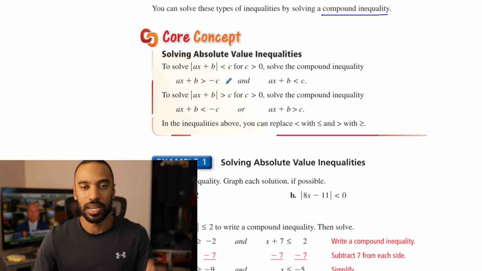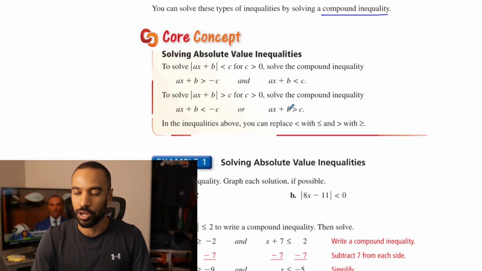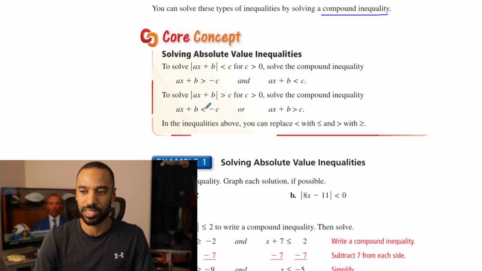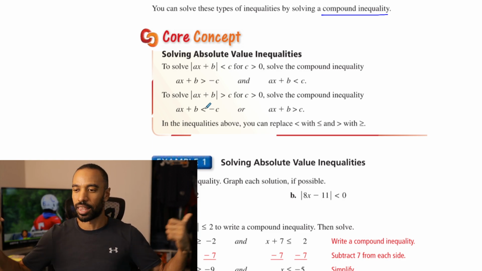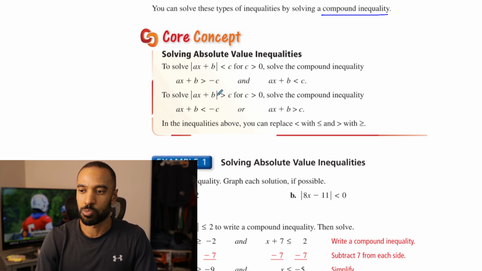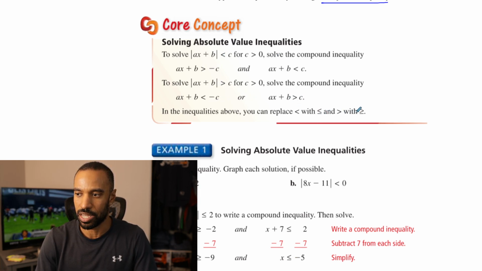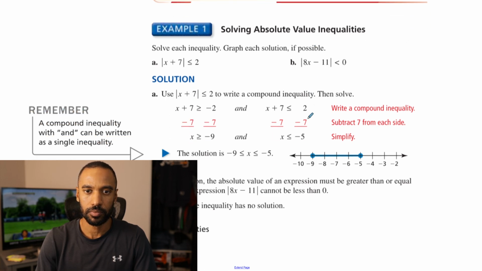If the absolute value is greater than it, now you've got to be outside of them. So either greater than the positive or less than the negative. Remember, less than the negative is to the left of the negative, outside of them, like that. So make sure the absolute value is by itself, set it up, and solve them when you do it. And of course, you can replace these with less than or equal to and greater than or equal to.